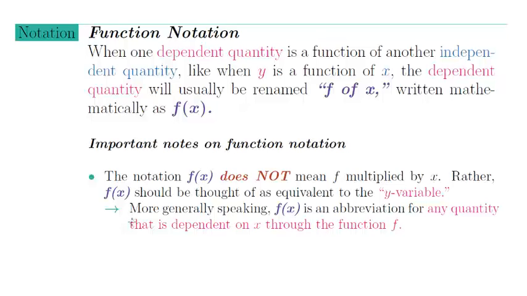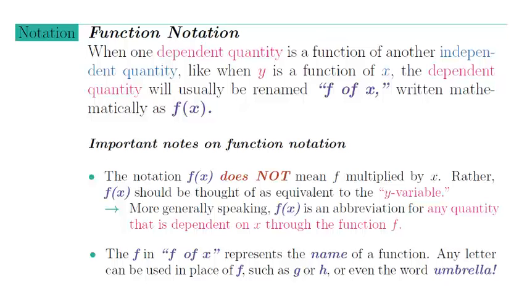More generally speaking, f of x is an abbreviation for any quantity that is dependent on x through the function f. One further note, the f in the expression f of x represents the name of a particular function, f. However, we can use any letter in place of f, such as g or h, or even the word umbrella. They all mean the same thing, y as a function of x.